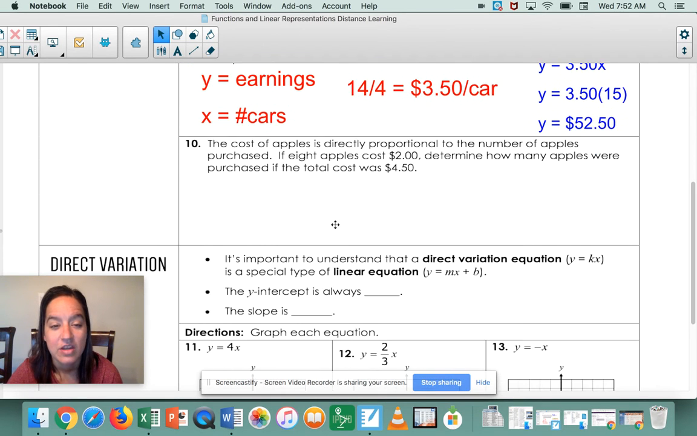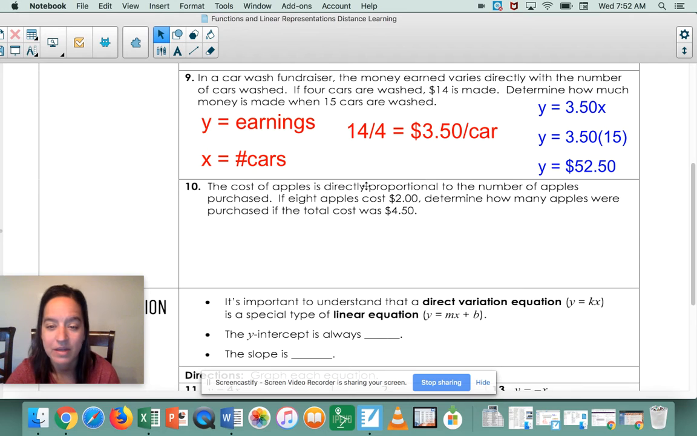All right. Number 10 is the same, or not totally the same. It's going to be a little different. Give it a try. See if you can figure it out. Pause.